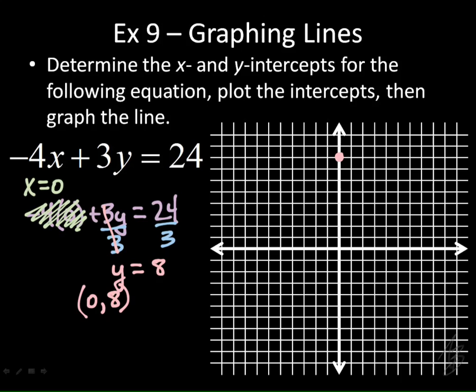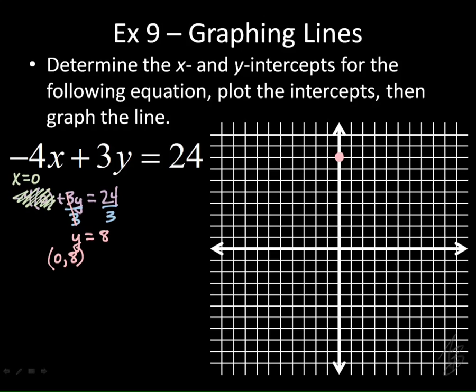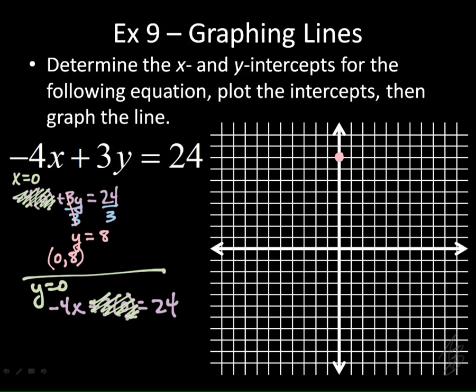So to find the x-intercept, what are we going to do? We're going to put 0 in for y. So we're going to say y equals 0. And then that equation is going to look like what? -4x plus 3 times 0 equals 24, right? Scratch out the 0 one and divide by -4. And so we get x equals -6.